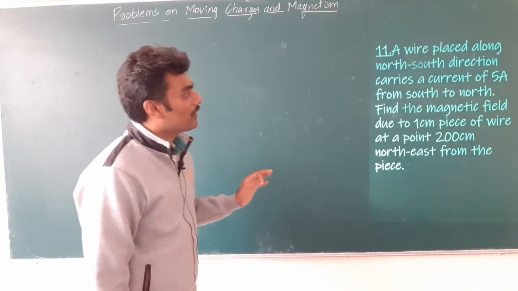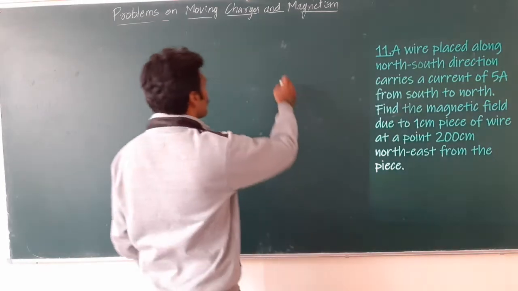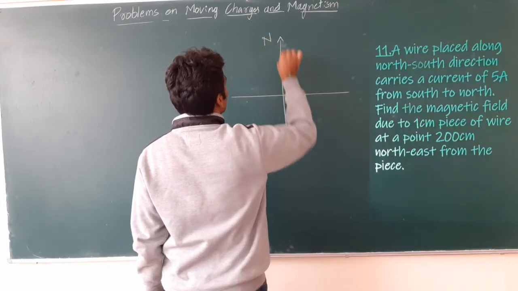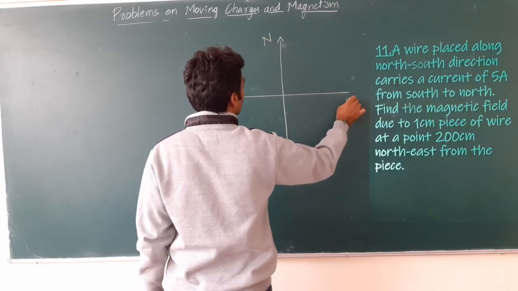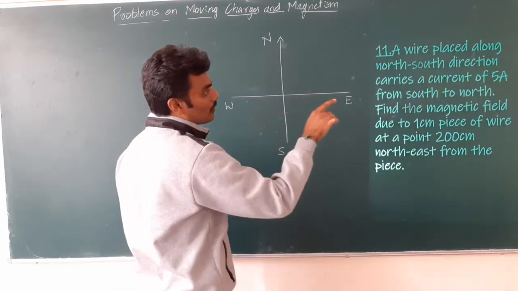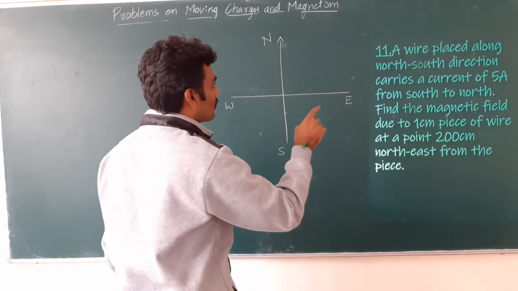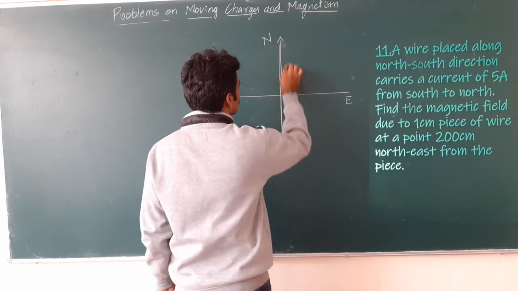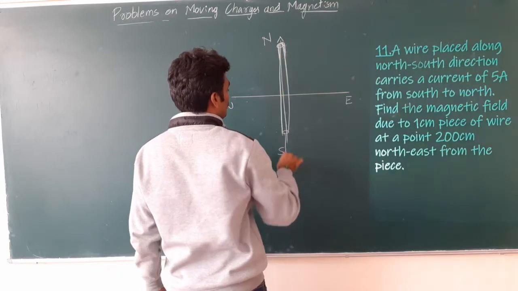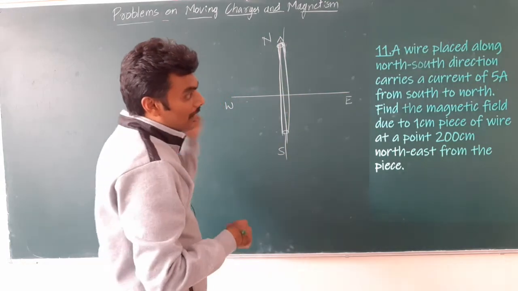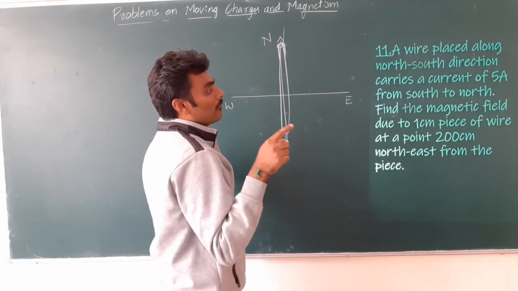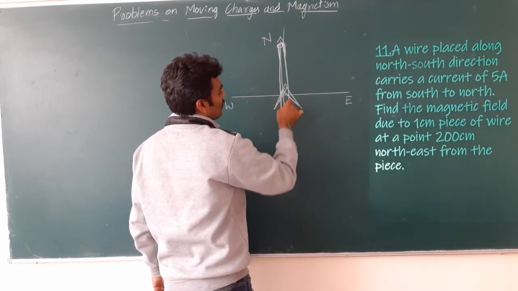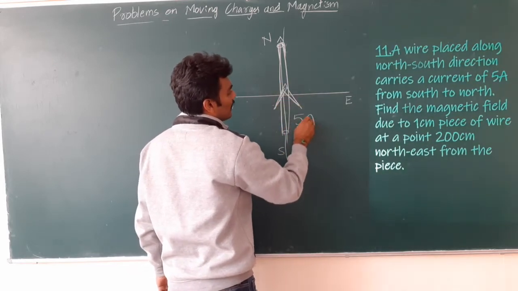So first, this is a question which is based on directions. So let us put the diagram of directions. Let me take this as north, south, east, west. So what we have is a wire along the north-south direction. This is the wire in the north-south direction and it is carrying a current of 5 ampere from south to north. In this direction, this wire is carrying a current of 5 ampere.